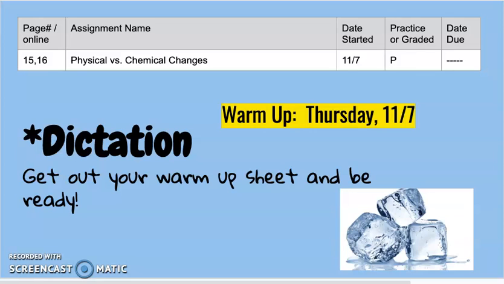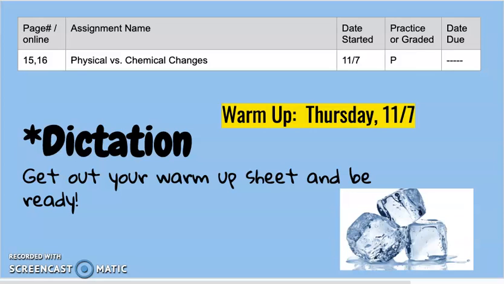Here we go. Melting an ice cube is a blank change, which is a type of physical change. Melting an ice cube is a blank change, which is a type of physical change.